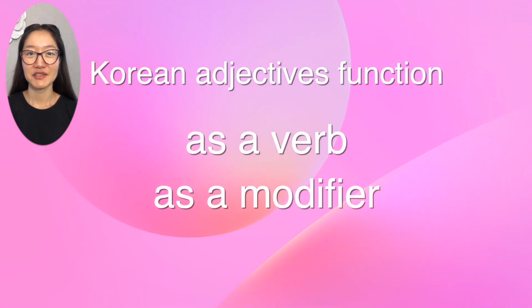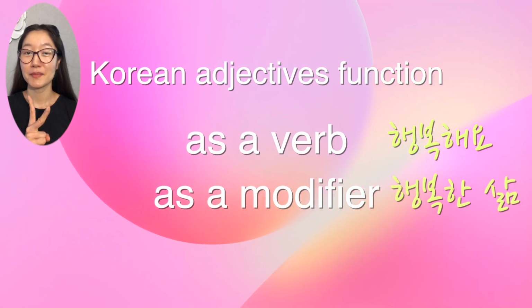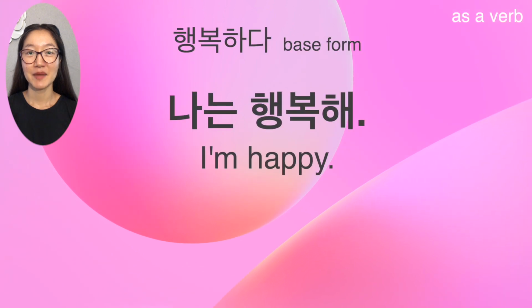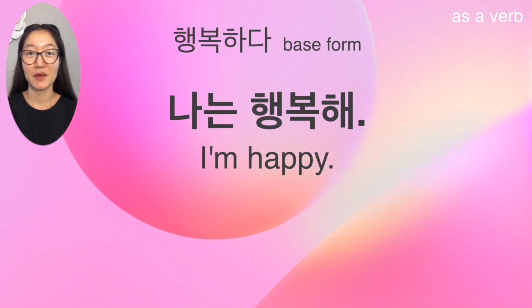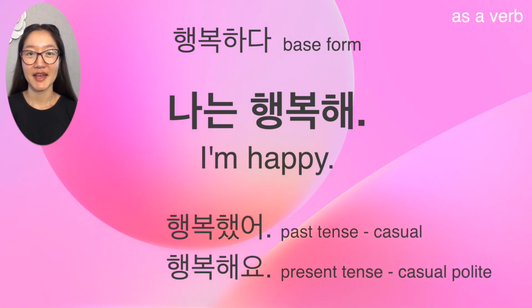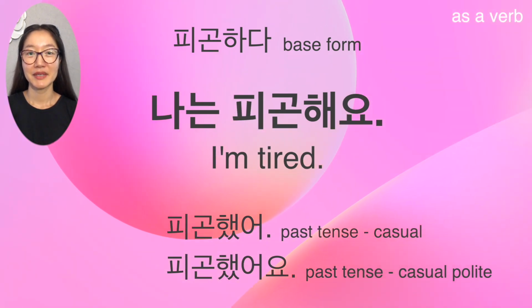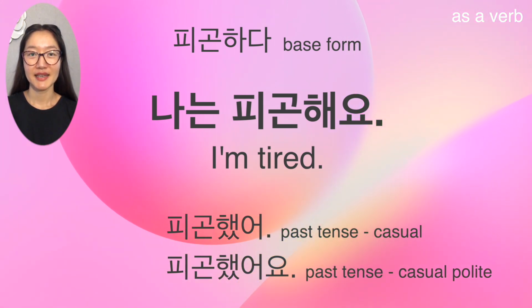In Korean, adjectives can be used in two ways. One as a verb, two as a modifier. Let's take a look at some example sentences. 나는 행복해. I'm happy. 행복하다 is the base form of happy. Now, it is conjugated based on the tense and politeness level. Another example, 나는 피곤해요. I'm tired. 피곤하다 is the base form.